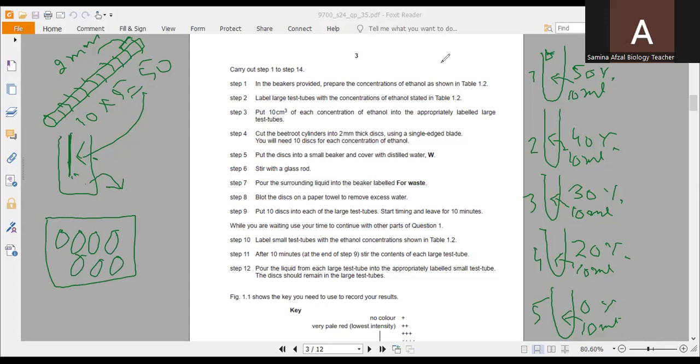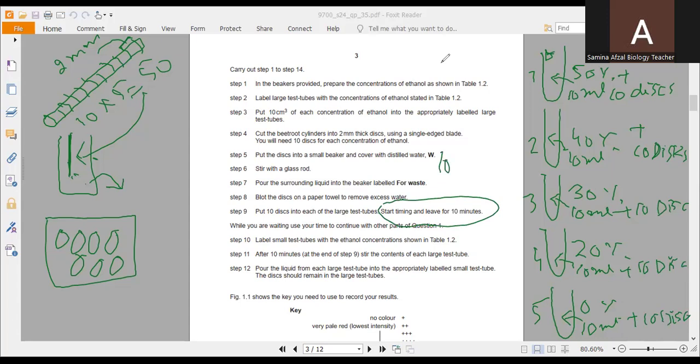Start timing and leave for 10 minutes. So you will add 10 discs in each of these 5 concentrations. You will note down the time, and you will keep it for about 10 minutes.